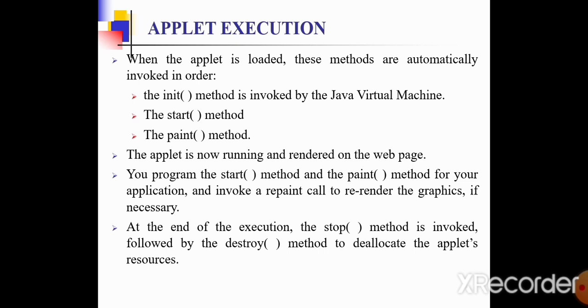The start method and paint method invoke a repaint and render all the graphics if necessary. If necessary, we can use the paint method. At the end of execution, the stop method is invoked, followed by the destroy method to deallocate the applet's resources, so that another data can be stored in the memory.